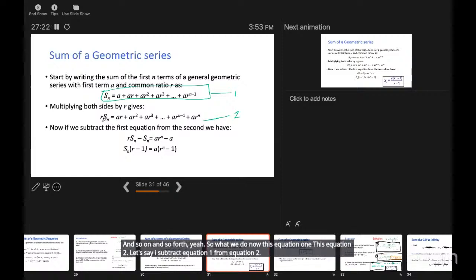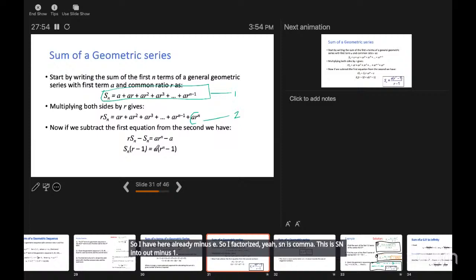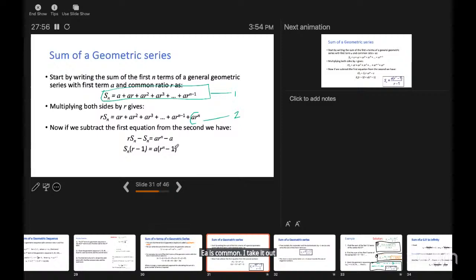From the left hand side, I have RSn minus Sn. Then the right hand side, I have all of this minus all of this. So A will remain minus A. AR minus AR will cancel, AR squared minus AR squared will cancel, all of this will cancel. The only terms I will have left are AR^n and A. So I have AR^n minus A. So I factorize here, Sn is common. This is Sn times (R minus 1). Here A is common. I take A out, I have R^n minus 1.